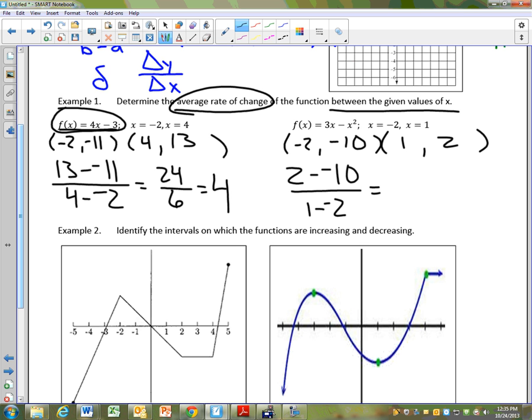What's 2 minus -10? 1 minus -3 or -2? 3. No, the answer is not always 4.